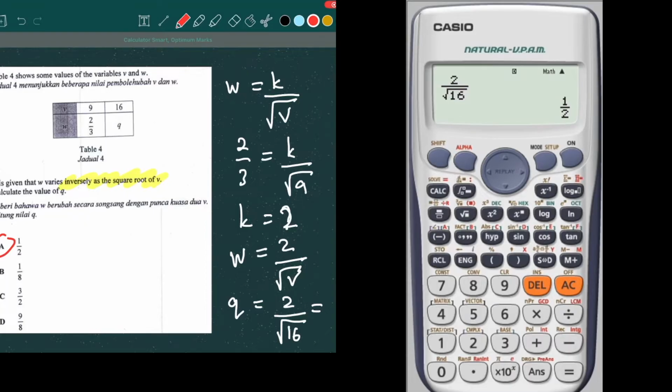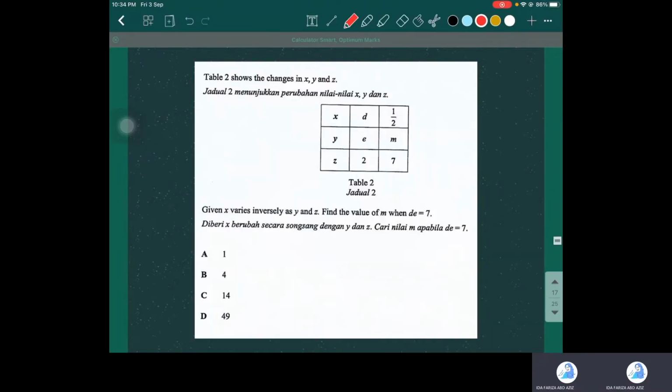Okay, kita tengok lagi soalan ni, contoh SPM RSM 2018. Okay, we have here given X varies inversely, again dia pakai inversely juga, as Y and Z. Okay, so what does this mean? X varies inversely as Y and Z. So dia macam ni lah. Okay, kalau kita tukar pada equation form, X equals K over YZ.